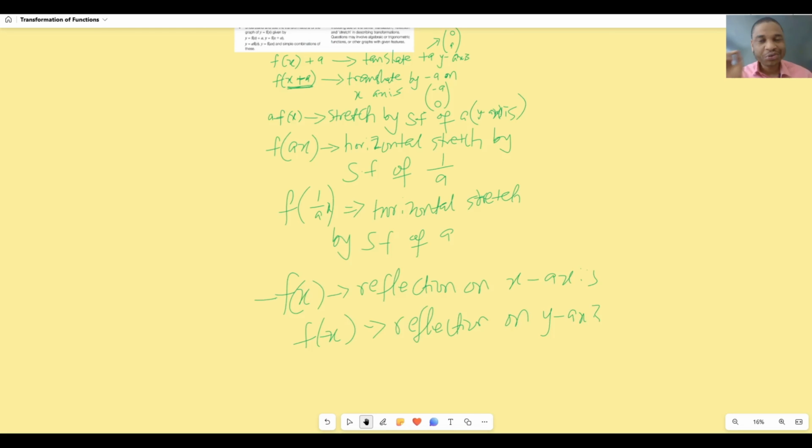Then a f of x is stretched by scale factor of a on the y-axis. This is f of a x, a horizontal stretch by 1 by a. So these are just some little tips for you to understand what transformation of function is.